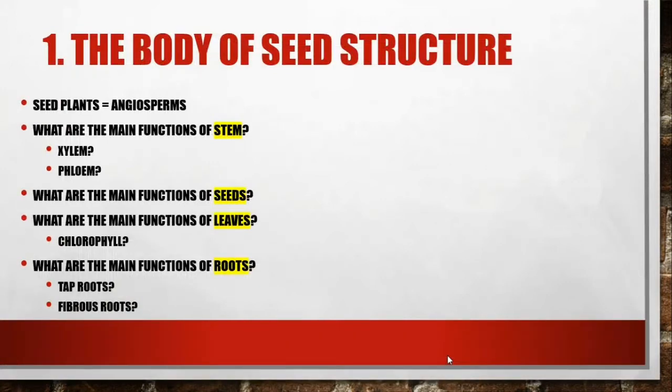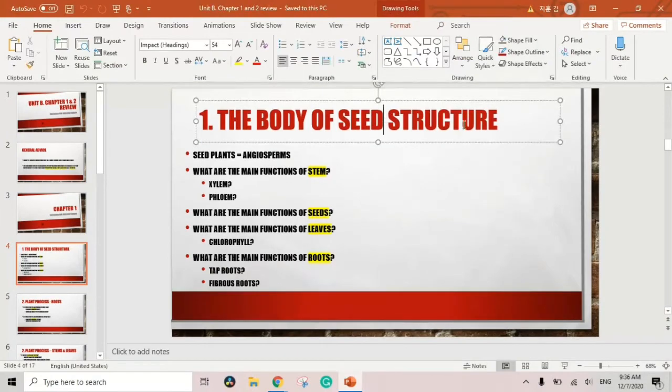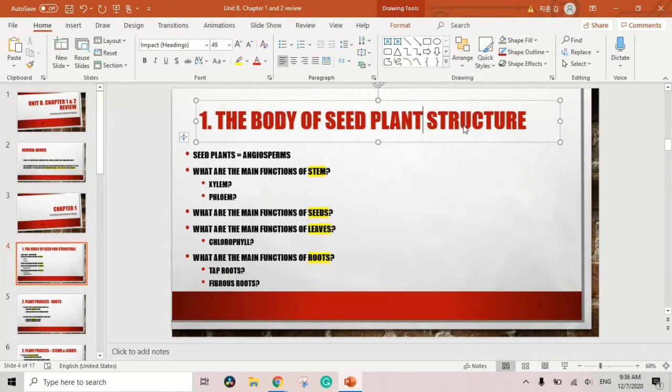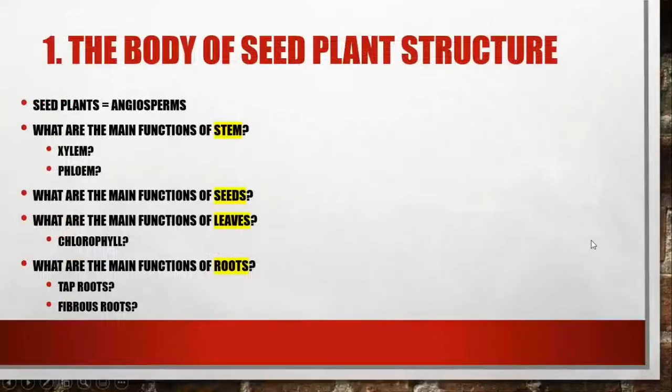The very first lesson that we did, ladies and gentlemen, is the body of seed plant structure. So as you may notice, we call this angiosperms, and you need to understand about seed plant structure. I have a little typo over here, seed plant. There you go. Structure. For example, what is the main function of stem? Inside of stem, we have something called xylem and phloem. What are those roles? What are the main functions of the seeds? And inside of the seeds, what does the embryo or the cotyledon do? Those kinds of things. What's the main function of leaves?